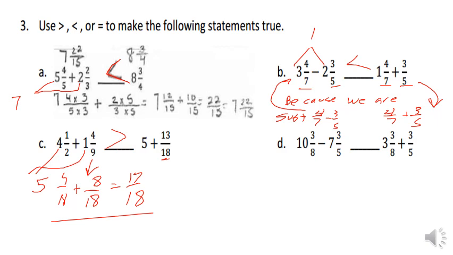On D, once again we're going to combine these two, subtract them so we can compare it to the 3, and we're going to have 3. Now what's left is 3/8 minus 3/5, and over here we have 3 and 3/8 plus 3/5. So the one we're adding is going to be greater, so it's less than.